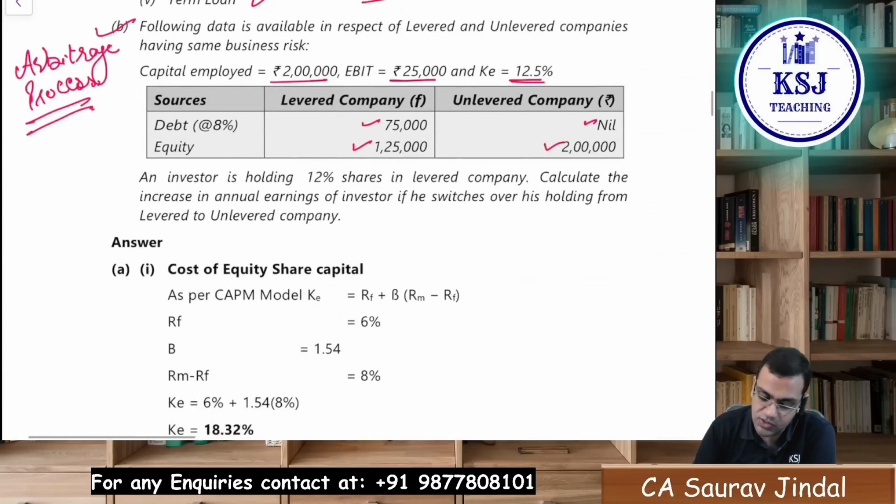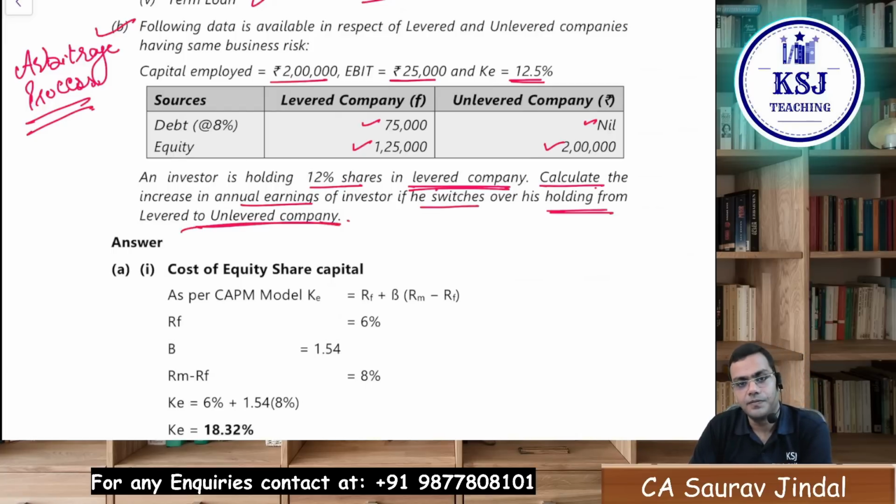An investor is holding 12% shares in the levered company. Fine, sir. Calculate the increase in the annual earnings of the investor if he switches over his holding from levered to unlevered company. Now it can be done in both the ways. If you look at the solution they have given both the ways. One way is where the investor invests everything that he gets, right? Doesn't want to maintain 12% shareholding. The second option is the investor wants to hold 12% only, right? There he will take a loan where the debt equity ratio is to be maintained. That is really important, sir.